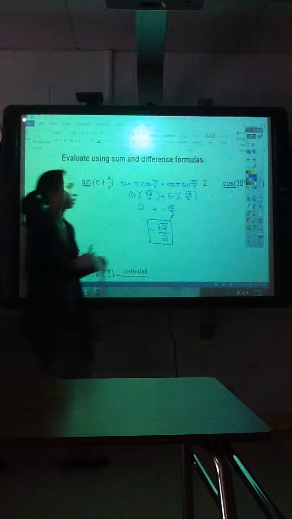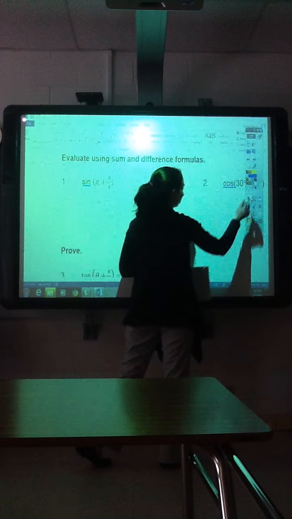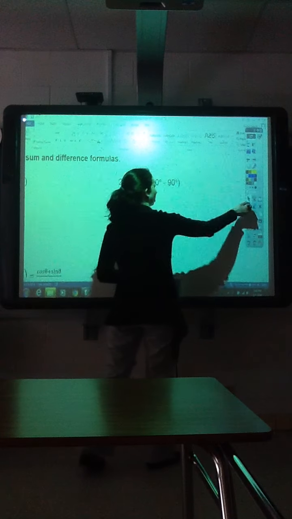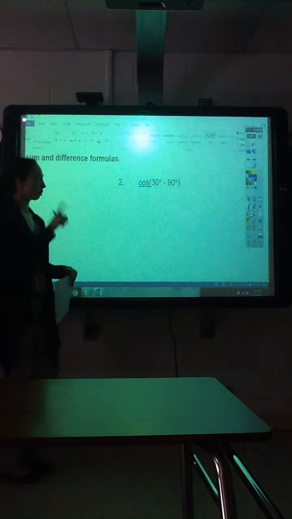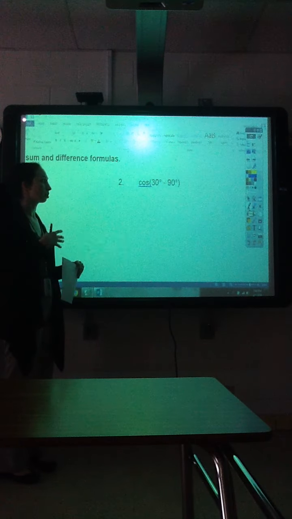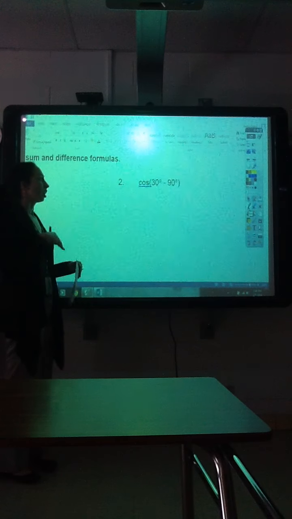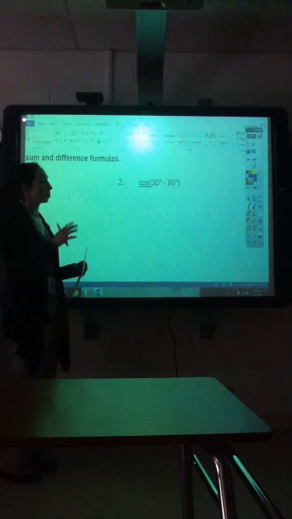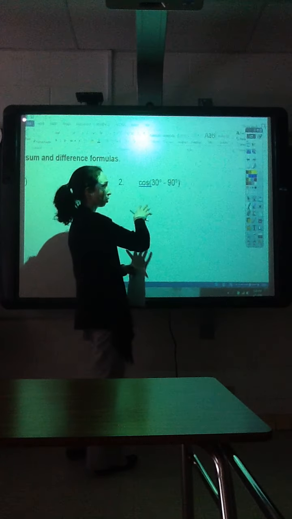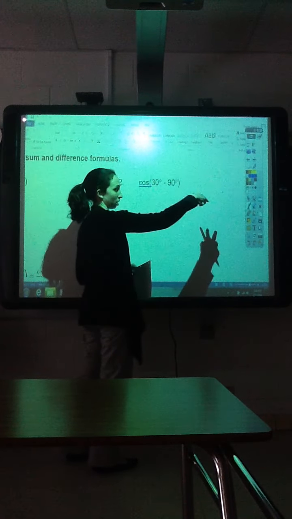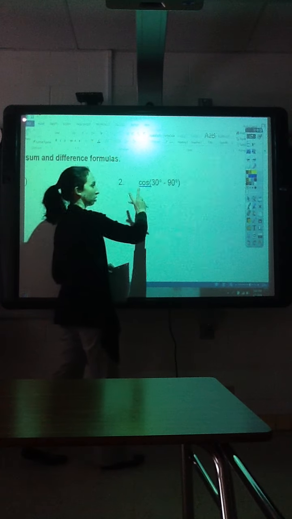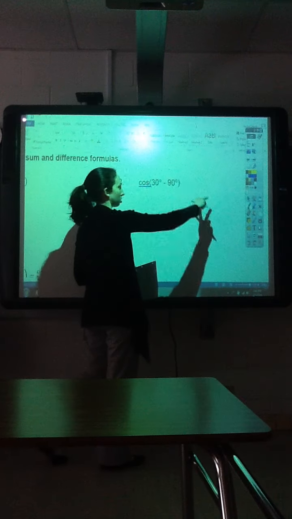All right, moving on to the next one. Cosine of 30 minus 90. Now you could look at that and say it was the cosine of negative 60, and sometimes that would work really well for you and other times it wouldn't. So we're going to go ahead and split this up. Remember, cosine sum formula is cosine cosine, sine sine. So as sine, we have sine cosine, cosine sine. For cosine, you keep them together, so cosine with cosine, sine with sine.